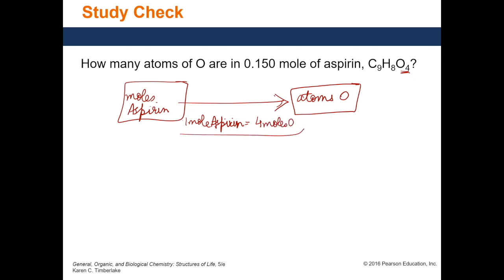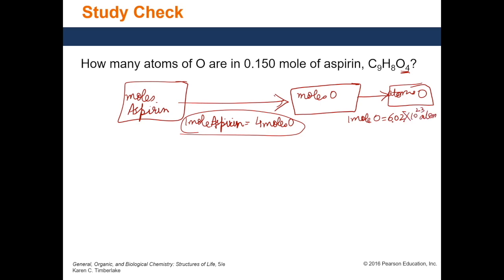This is our first conversion factor. We cannot directly go from moles to atoms. We will convert moles of aspirin to moles of oxygen first, and then once we know moles of oxygen, we can go from moles of oxygen to atoms of oxygen, because we know that 1 mole of oxygen consists of 6.02 times 10 raised to power 23 atoms of oxygen.